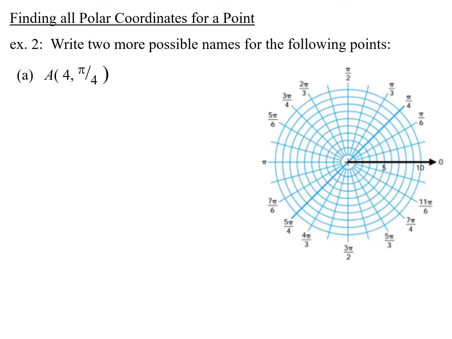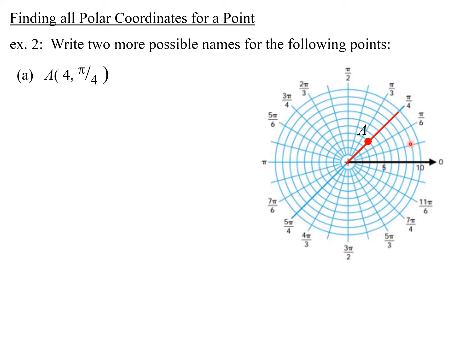Okay, let's do this example. Write 2 or more possible names for this point, 4 and pi over 4. To plot this point, we're going to go here. It's on pi over 4, and it's a radius of 4 away. And now I want 2 different names for this.